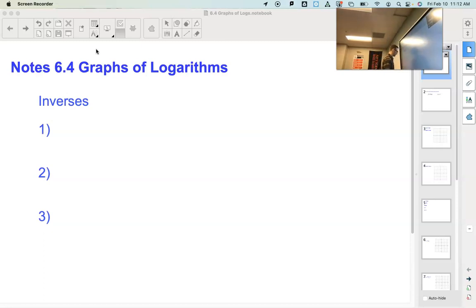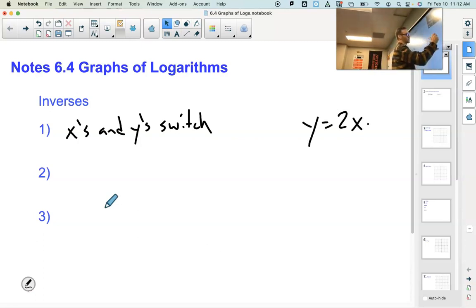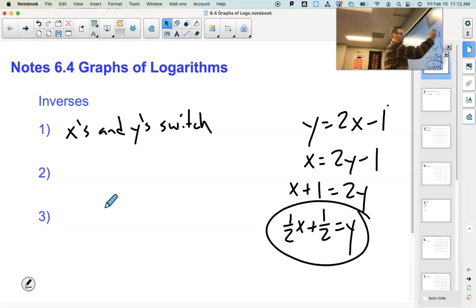Number 1, is that when we look at inverses, we switch the x's and the y's. So for example, if the point (1, 2) is on f, the point (2, 1) is on f inverse, right? We switch x's and y's, and you might recall that's how we found the equation of an inverse. So if I said, what's the inverse of y equals 2x minus 1? Do you remember how we switched and we said x equals 2y minus 1, and then we solved? And this is the inverse of that, all right? So we had that switching x and y stuff.